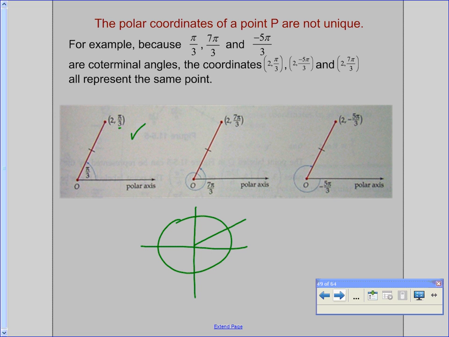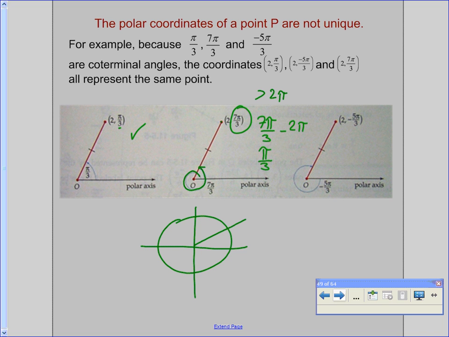Now if you have the point (2, 7 pi over 3), 7 pi over 3 is greater than 2 pi. So if we think about how much greater it is, you can say 7 pi over 3 minus 2 pi, and you realize you're going to go around the circle more than once. And how much more? Well, if you subtract 2 pi, you end up with pi over 3. So really, 7 pi over 3 is coterminal. Here you can see that it goes around to pi over 3.